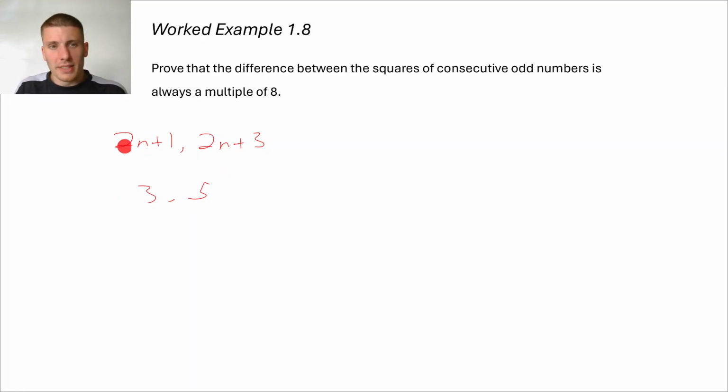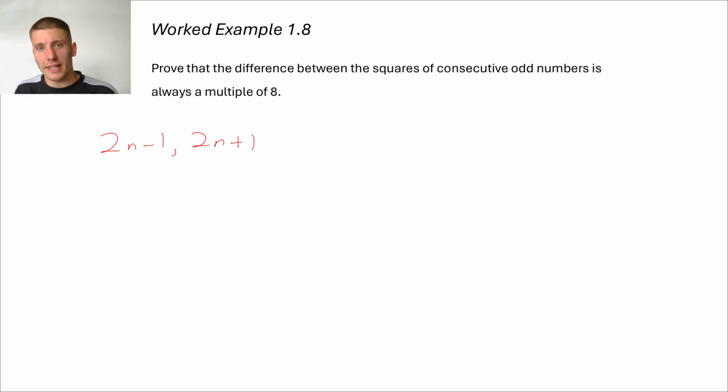I'm not going to write my numbers like this. I'm going to write them a little bit differently. Okay, I'm going to write them like this: 2n minus 1 and 2n plus 1. These here are still two consecutive odd numbers.